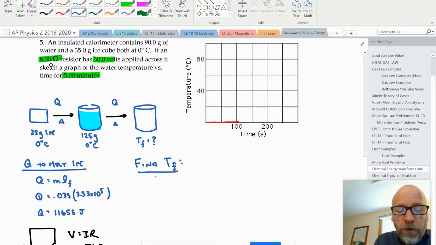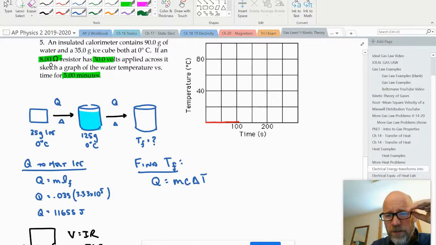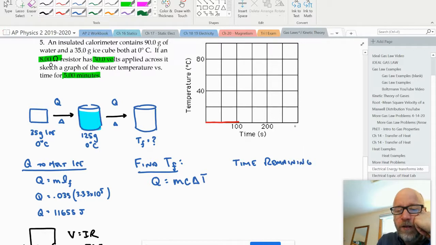Okay, well, I know that to heat up the water is going to be MC delta T. How much heat would be required? Wow, wait, I don't know what the temperature final is. Shoot, I don't know Q or delta T. What do I know? Well, I know the time remaining. If it's going for 5 minutes, I know that that's 300 seconds. So the time that it's going to heat up the water is going to be 300 minus 103.6.